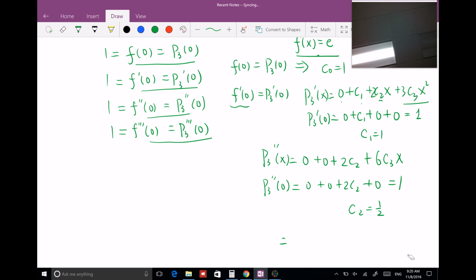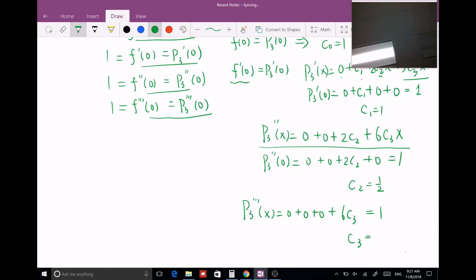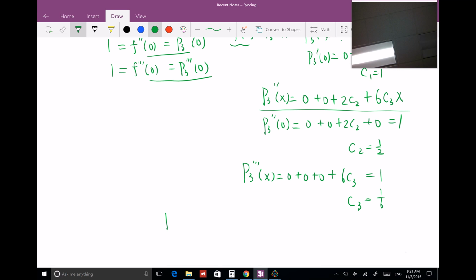1/6. Okay, how did you get it for 1/6? I took another derivative. Yeah, you take another derivative. Very good. You got 6c3, and this equals 1, because that is always equal to 1. So c3 equals 1/6. Now my polynomial is given: 1 plus x plus half of x squared plus 1/6 x cubed.